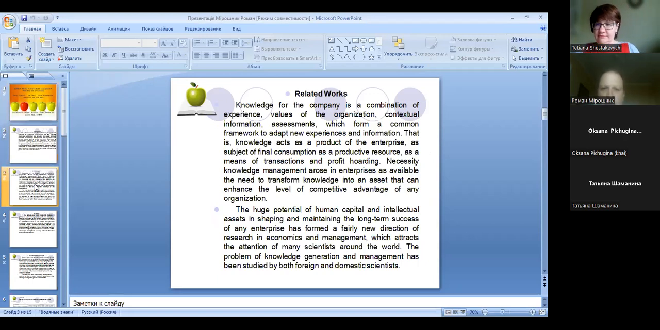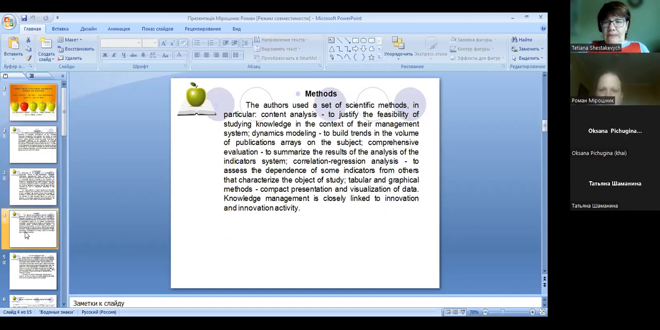Knowledge for the company is a combination of experience, values of the organization, contextual information, and assessment, which form a common framework to adapt new experience and information. That is, knowledge acts as a product of the enterprise, as a subject of final consumption, as a productive resource, and as a means of transaction and profit generation. The necessity of knowledge management arose in enterprises from the need to transform knowledge into an asset that can enhance the level of competitive advantage of any organization. The huge potential of human capital and intellectual assets in shaping and maintaining the long-term success of any enterprise has formed a fairly new direction of research in economics and management, which attracts the attention of many scientists around the world. The problem of knowledge generation and management has been studied by both foreign and domestic scientists.